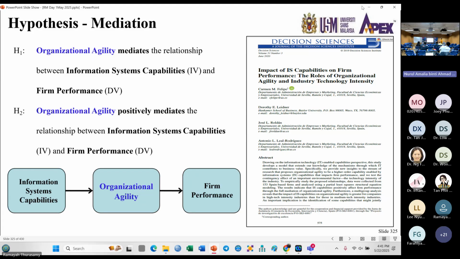Any questions on the hypothesis statement? So for direct relationship, different from mediator, the way of writing is different. Moderator is also very different.